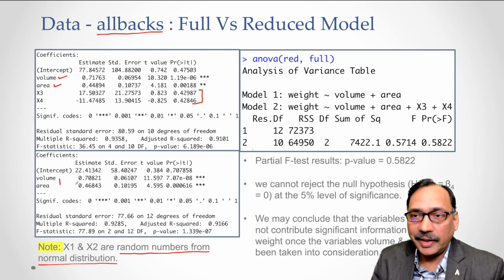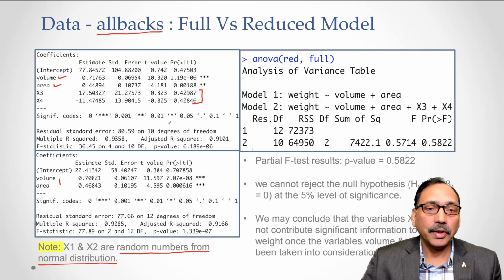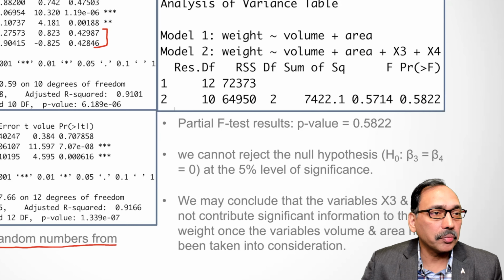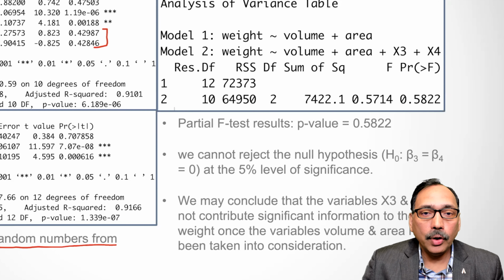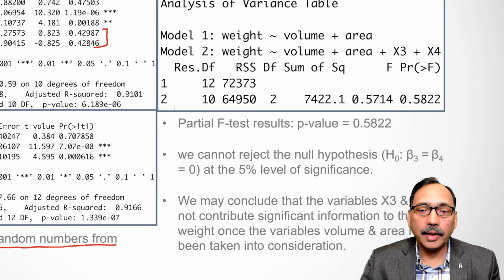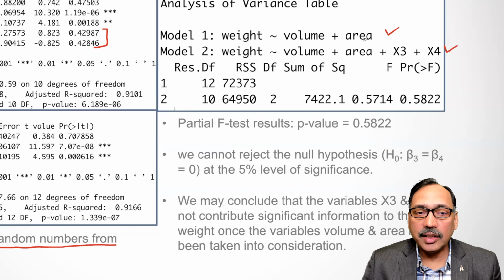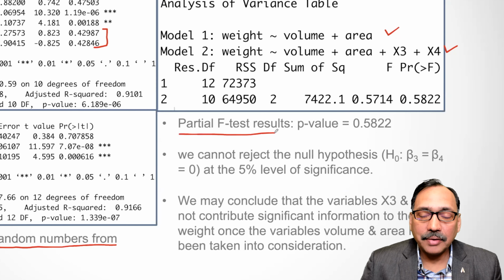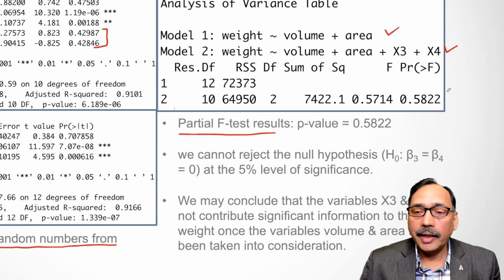But if you want to do a formal test, we can make use of ANOVA. So I stored this model in full, and I stored this model in RED just to indicate that this is a reduced model. So you have model 1 and model 2. Model 1 is reduced and model 2 is the full model. This is basically called the partial F test. We use ANOVA for that, and the p-value that we get is 0.5822.